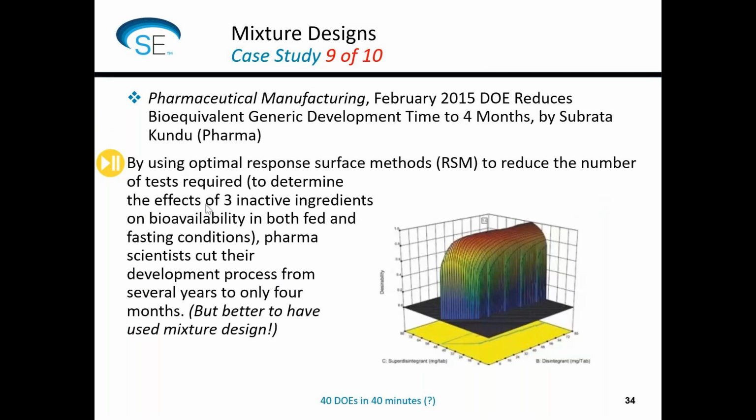Pharmaceutical manufacturing. Now, this one I bring up as a bad example because they used standard response surface methods. They were able to succeed with it, and RSM can be used when you have mixture ingredients, but I really prefer the mixture design. It does a better job of the stoichiometry of the chemistry, and it also is more efficient for the combinations of the blends than the RSM is. But RSM will work on mixtures as it was here.